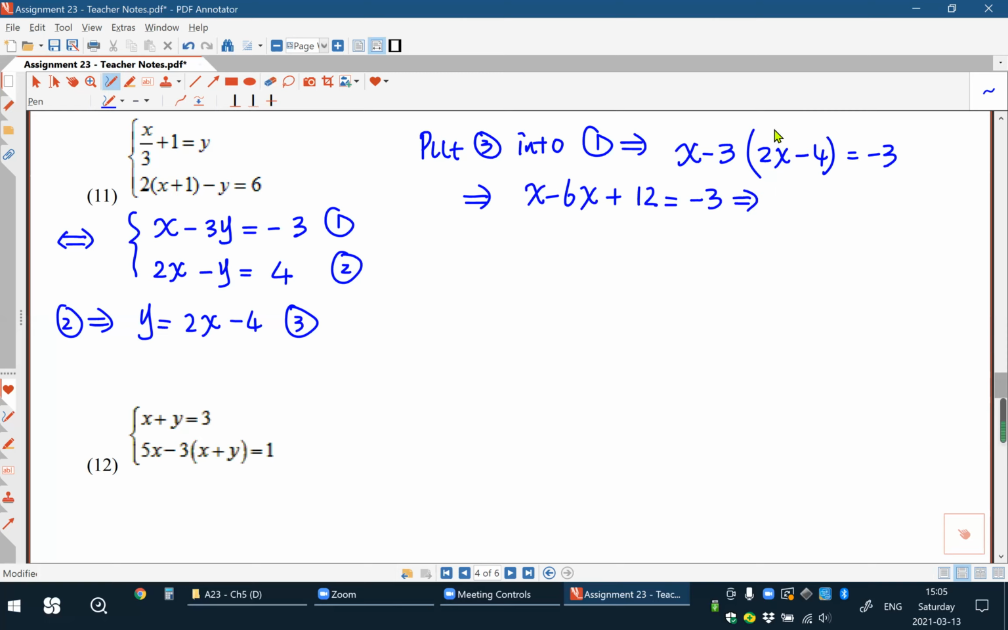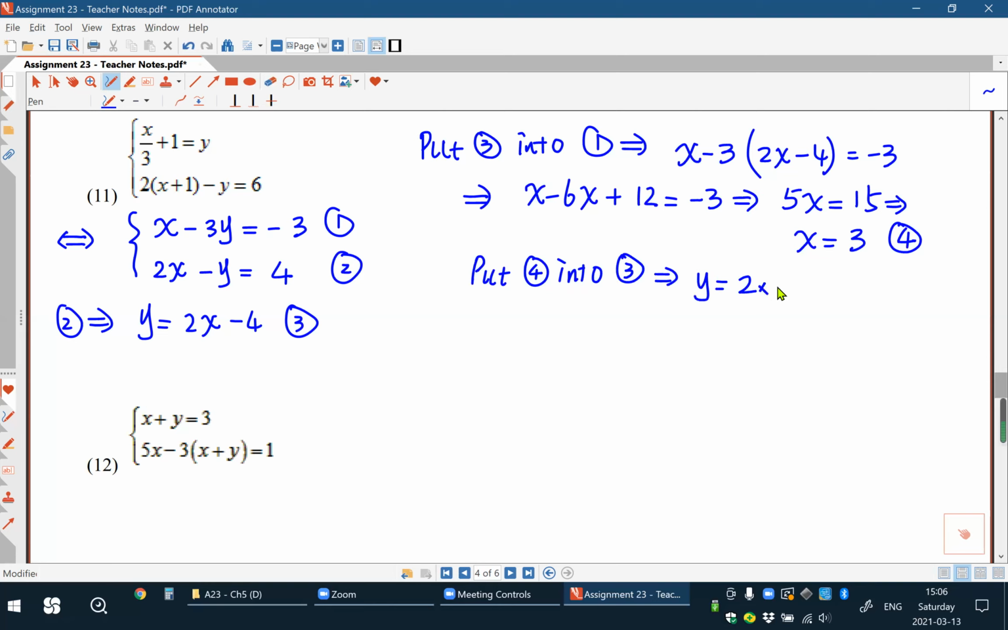Okay, and this will give you 5x equals 15. So x is 3. Let's call this number 4. Then we can put number 4 into number 3 to solve for y. y is twice of x, means 2 times 3 minus 4, which is 2, right? Okay, so the conclusion is x is 3 and y is 2.